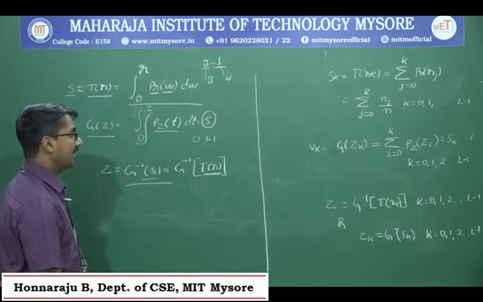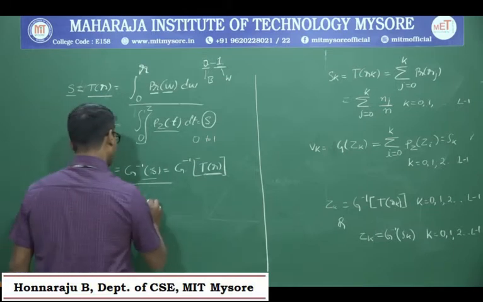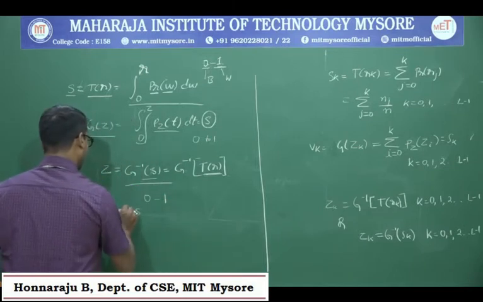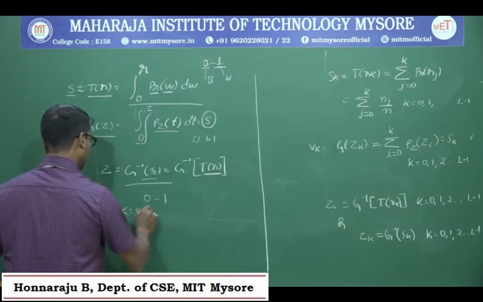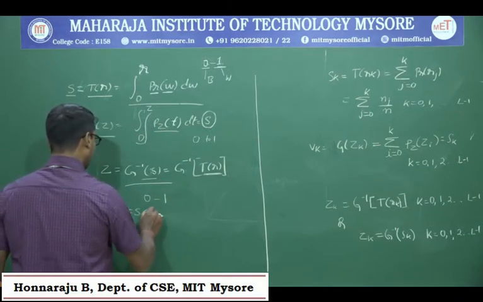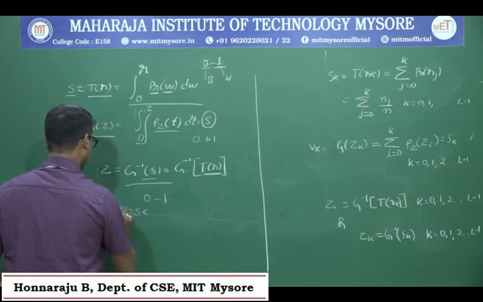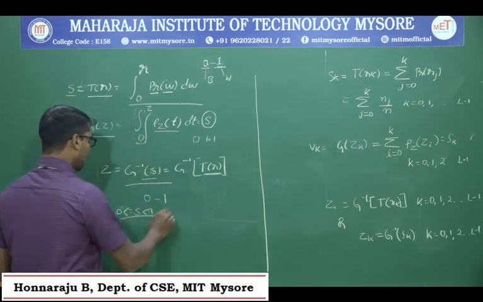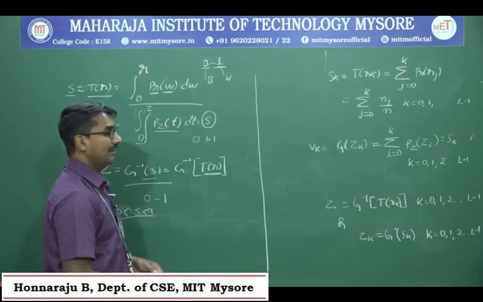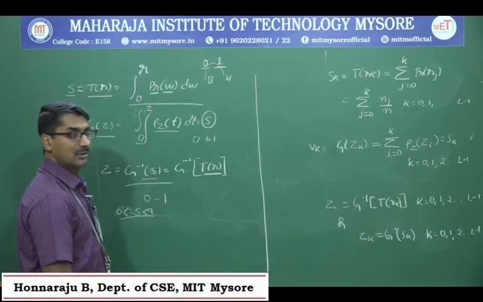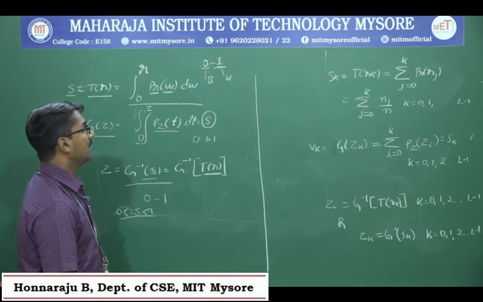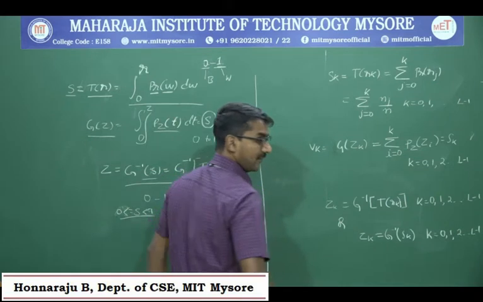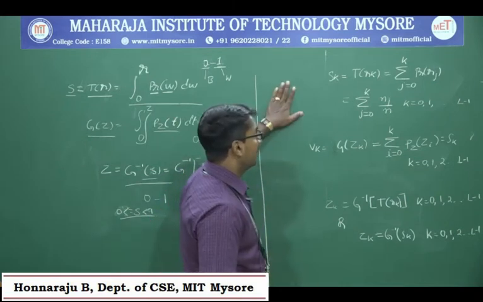When you perform the transformation, the transformed value must be in the range 0 to L, that is 0 to 1, meaning S and R are greater than or equal to 0 and less than or equal to 1. So after transformation, the gray level range must be 0 to 1. Okay, now this is the continuous form. Next is the discrete form.